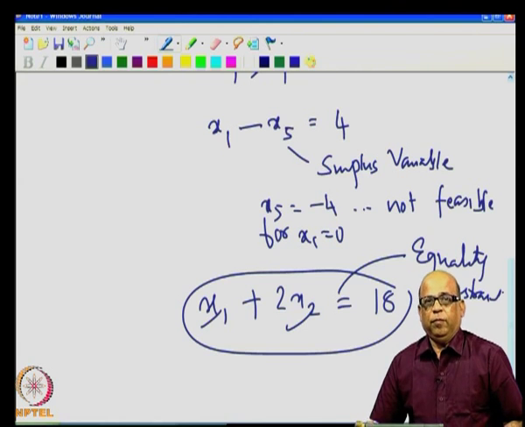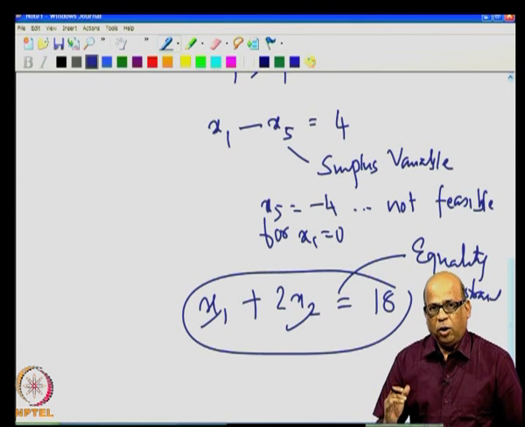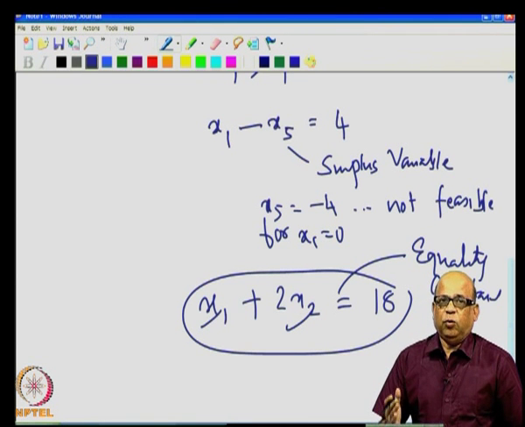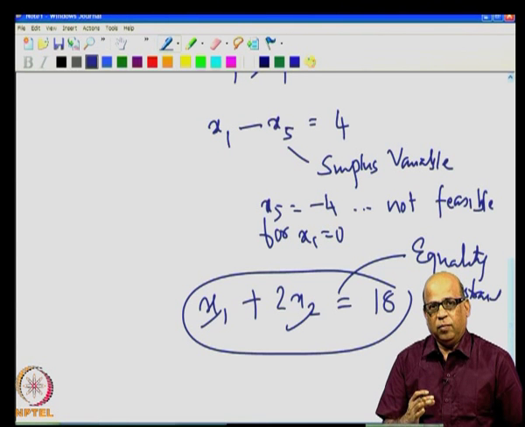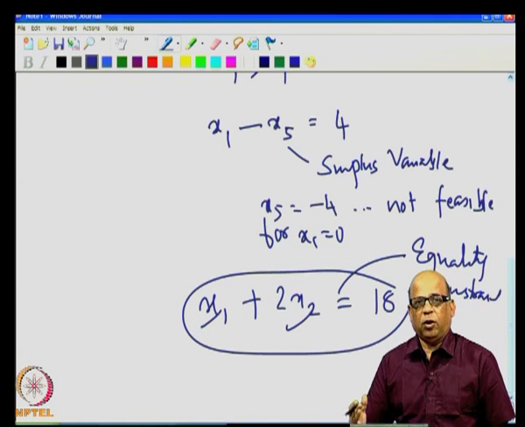And therefore, when you have either a greater than or equal to constraint or an equality constraint, by setting the original decision variables to 0, which means by setting the original decision variables as non-basic variables in the first iteration, you will not be able to get an initial basic feasible solution to start the computations. You have to do something else.